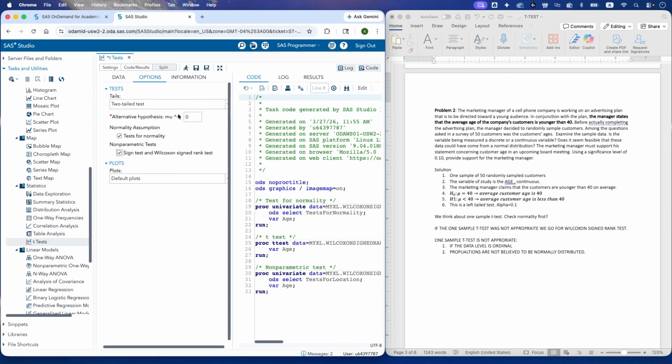And the alternative hypothesis is that mu is not equal to 40. This is the alternative hypothesis. Then I'm going to keep the default plots.